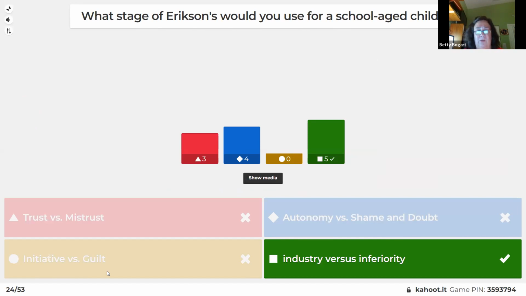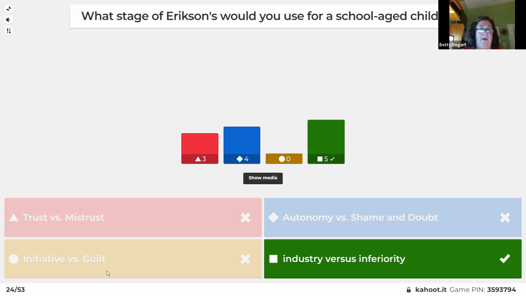If you don't know this, this is something you really need to review well. Trust versus mistrust is going to be your infant. Am I getting my bottle on time? And autonomy versus shame and doubt is your preschooler or your toddler. For toddlers, the autonomy is they're allowed to do things, and they can maybe put their shoes by the door, their laundry in the basket, little things.